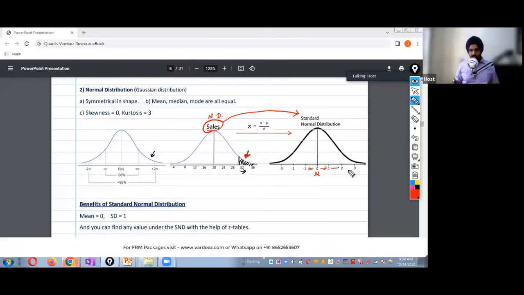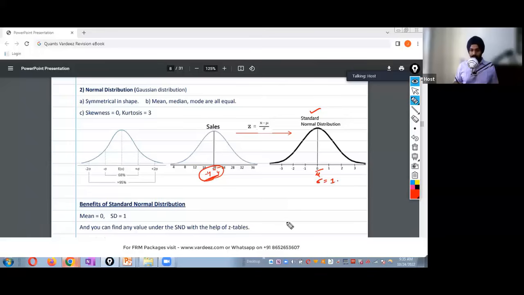Over here we have 1 standard deviation, 1 standard deviation, and so on and so forth. That's the benefit. Here we have different standard deviations: 20 minus 24, that's -4, 16 minus 20, that's -4, and so on. So here the standard deviation is different. If you have other data, maybe revenue or any company data, the standard deviation will be different. So the best part about a standard normal distribution is the mean is always 0 and the standard deviation is always 1.